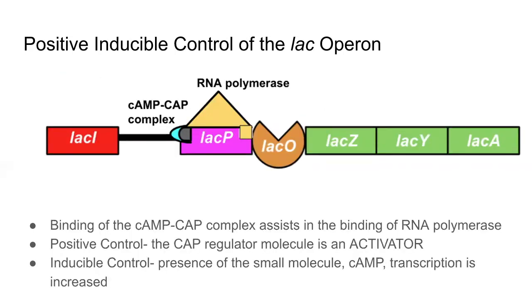Here we have cyclic AMP and CAP complex bound to Lac P to assist in binding of RNA polymerase. Our positive control aspect is the CAP regulator molecule acting as an activator. When CAP is present and bound, transcription occurs. The inducible control aspect comes from cyclic AMP, which acts as the small molecule. When cyclic AMP is present, transcription is on and is increased.